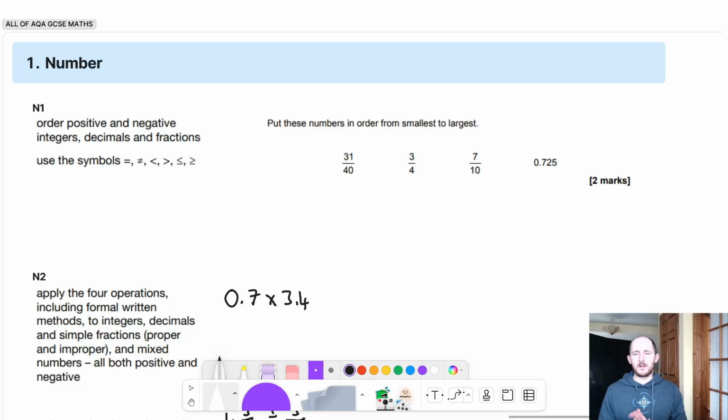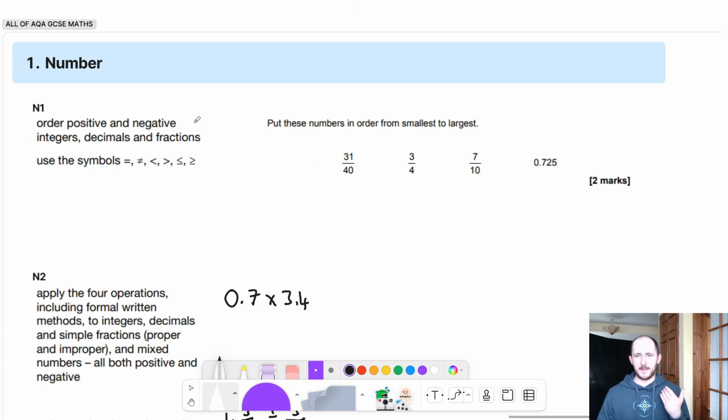Hello and welcome to this full topic summary of the entirety of AQA GCSE Maths. This is absolutely everything you can possibly be asked to do in your AQA GCSE Maths exam. Is this for Higher or Foundation people? It's for both. So if you look here, these are all the spec points you can have with example questions.